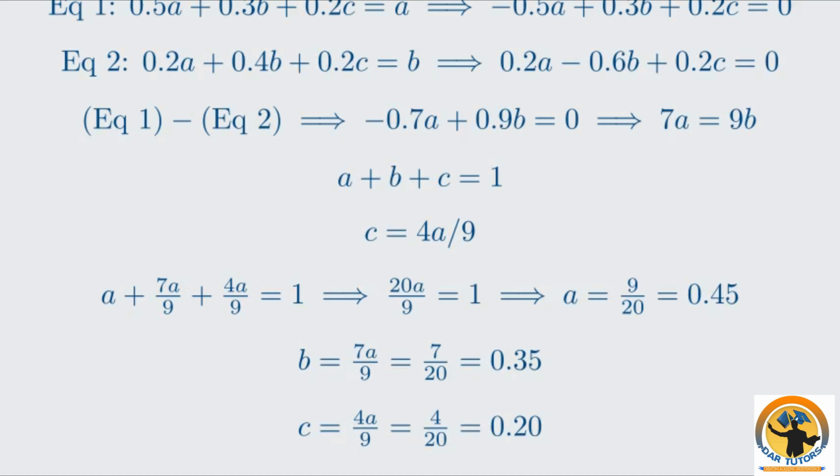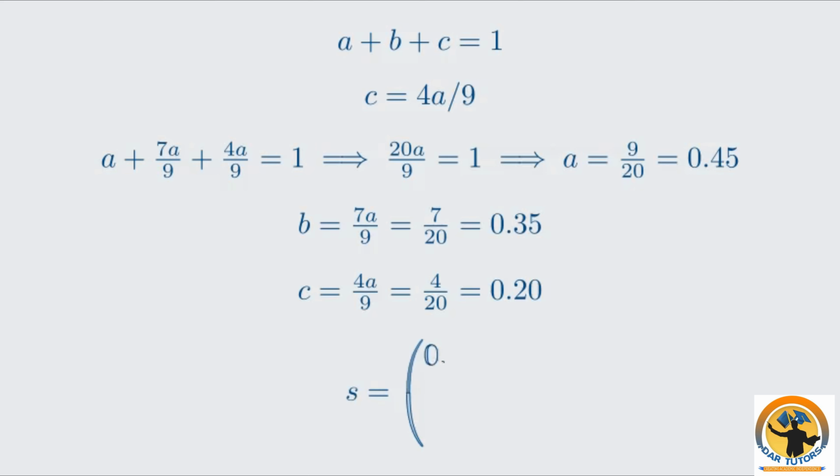Then b equals 7/9 of 9/20, which is 7/20, or 0.35, and c equals 4/9 of 9/20, which is 4/20, or 0.20. The steady-state proportions are 45% at rank A, 35% at rank B, and 20% at rank C. This means in the long run, the driver will spend 45% of their time at rank A, making it the most used rank.